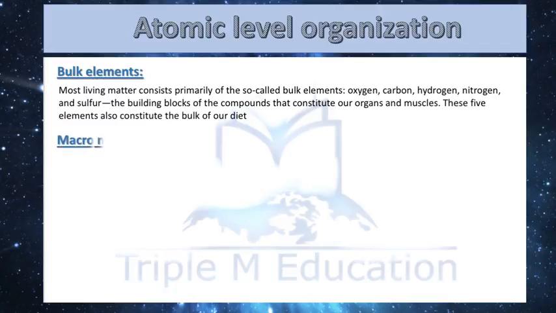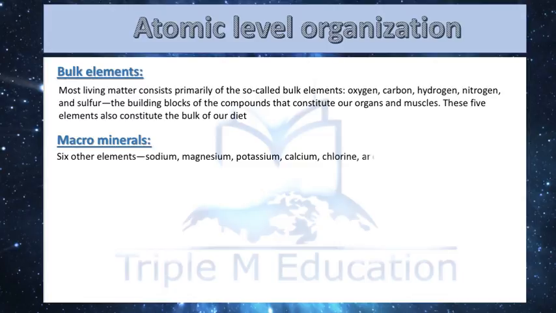Microminerals. 6 other elements: sodium, magnesium, potassium, calcium, chlorine, and phosphorus are referred to as microminerals, and this is because they provide essential ions in body fluid and in the form of structural components of the body.